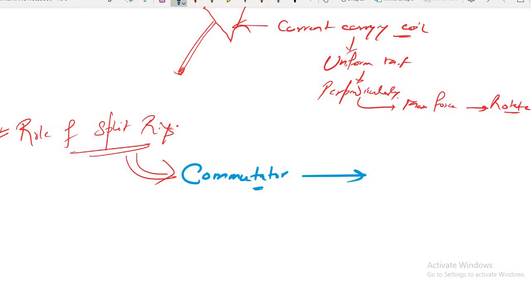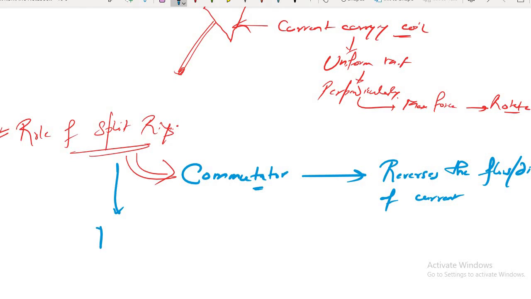What is the role of split rings? It reverses the flow, or you can say the direction, of current. So what is the need of reversal of the direction of current? What is the need of this? It will reverse the direction of current. Why? Sir, it will help to continue the rotation of the coil in the same direction.